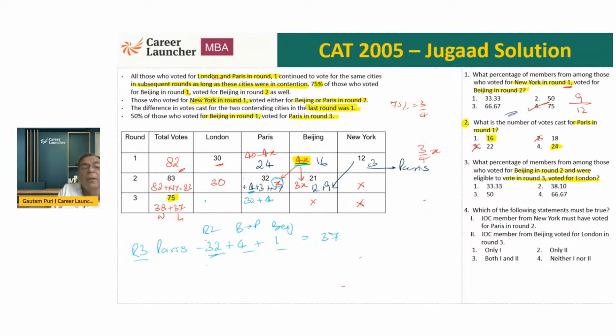So that means who's going to be the winner? London should get 38 votes. Paris should get 37 votes. Okay. Now, what is question number 3?